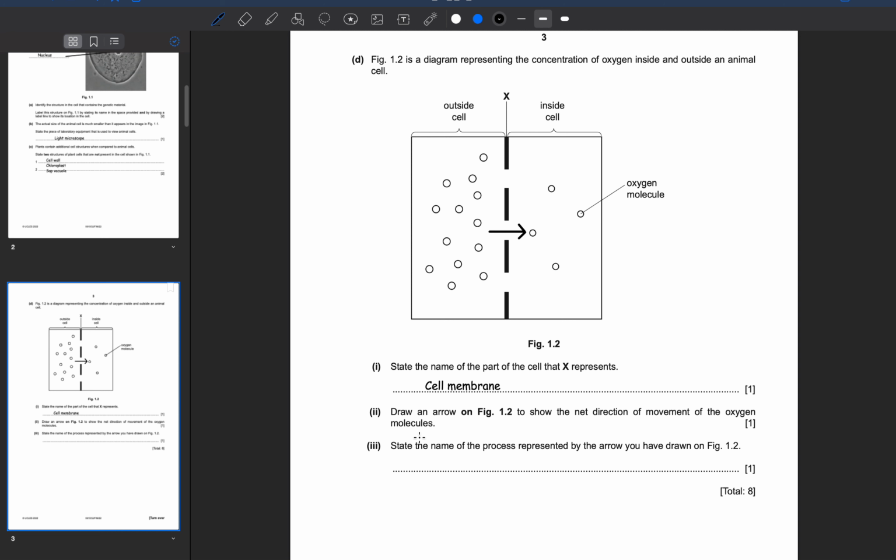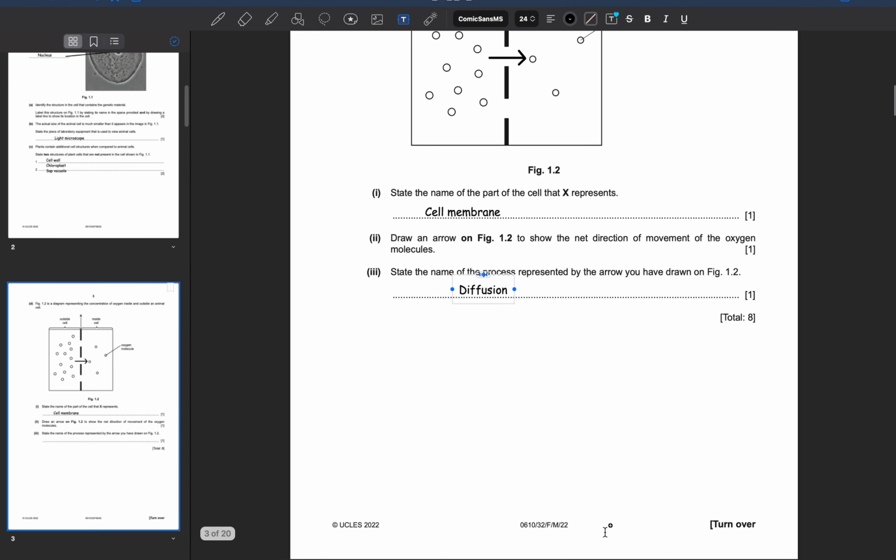The next question: state the name of the process represented by the arrow you have drawn on figure 1.2. Which process makes molecules move from high concentration to low concentration? It is diffusion. I have to write only the name because he said state. So it's diffusion.